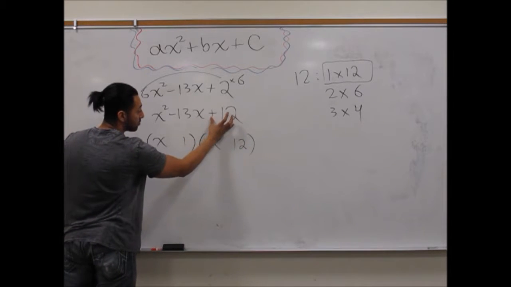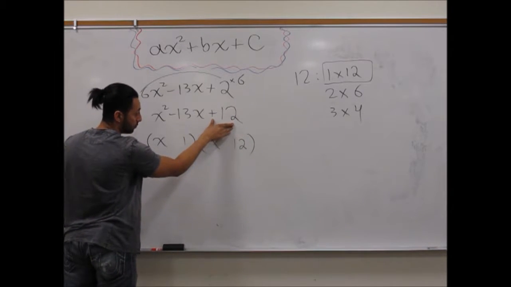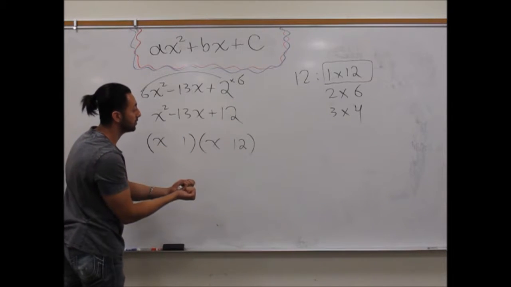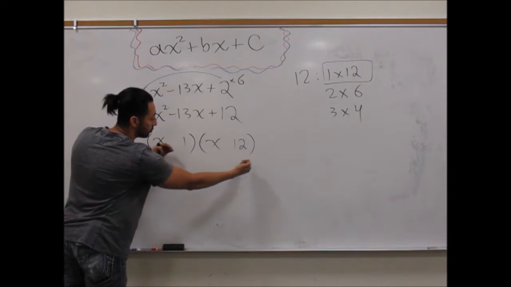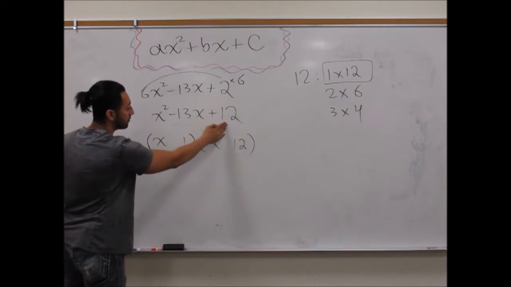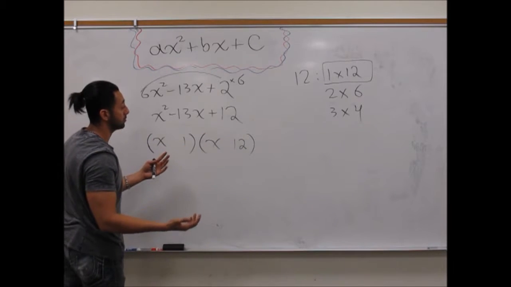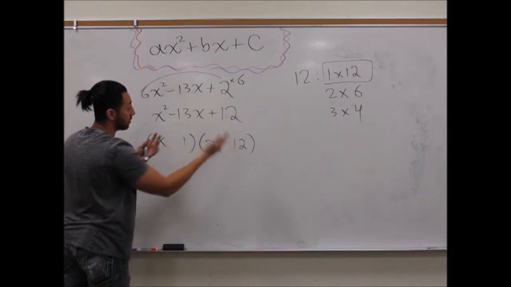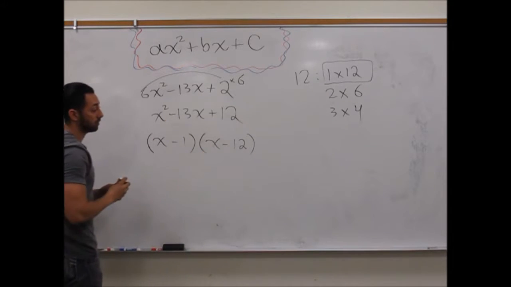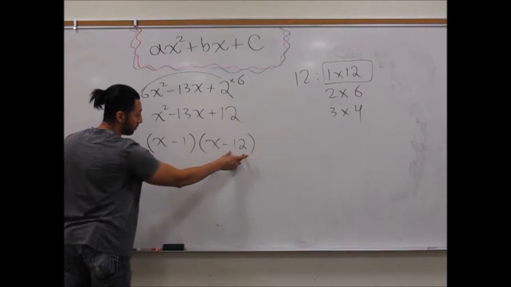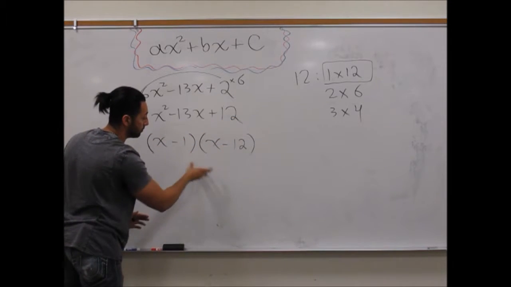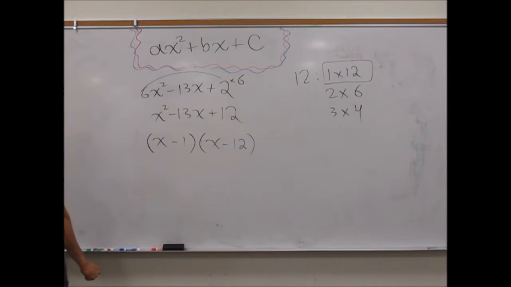This last term is positive. What that could mean is 2 positive numbers got multiplied together, the last 2 numbers where you multiply together when you FOIL. 2 positive numbers could have multiplied together to give me this, or 2 negative numbers could have multiplied to give me this. In our case, since this guy's negative, it was the 2 negative case, right? Because negative 1 times negative 12 is positive 12. And if you combine the like terms on the middle term, you get negative 13x.